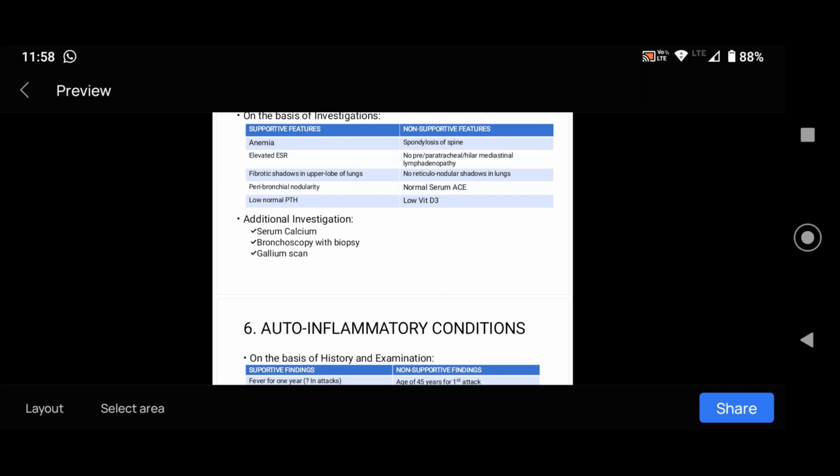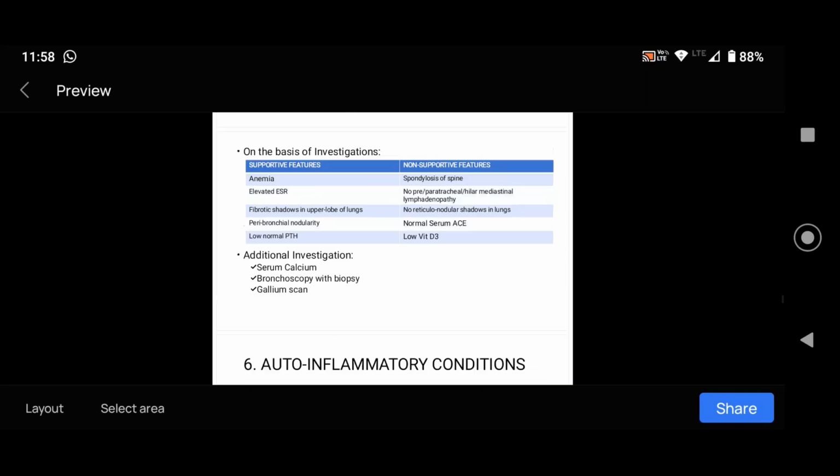But for that, some additional investigation, like at least a serum calcium, or when we had already found the peribronchial nodularity, if we could have done a bronchoscopy with a biopsy of those peribronchial nodularity, it could have given us histopathological evidence. Also a little far-fetched, but we could have done a gallium scan also, if we had a strong suspicion of sarcoidosis.